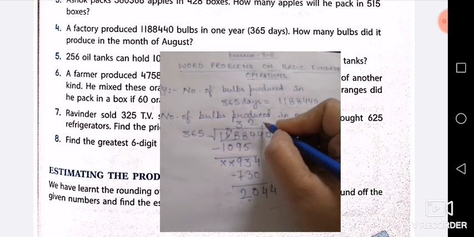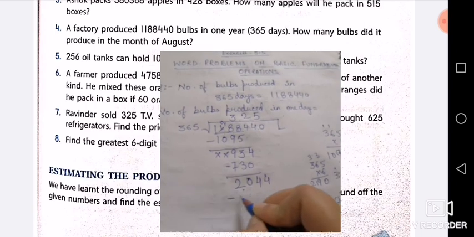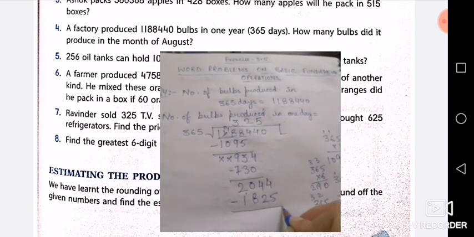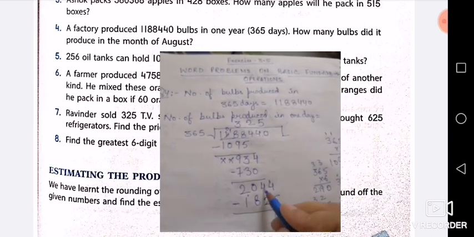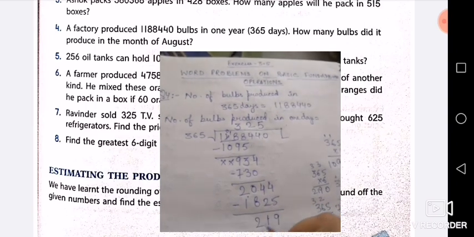So now it will go 5 times, which is 1825. That will be subtracted from this number. We will do the subtraction now. 14 minus 5, you will get 9. 3 minus 2, 1. And then this 10 minus 8, you will get 2.